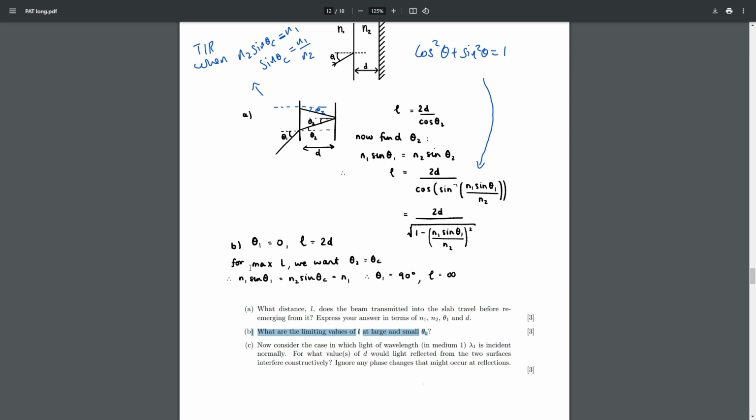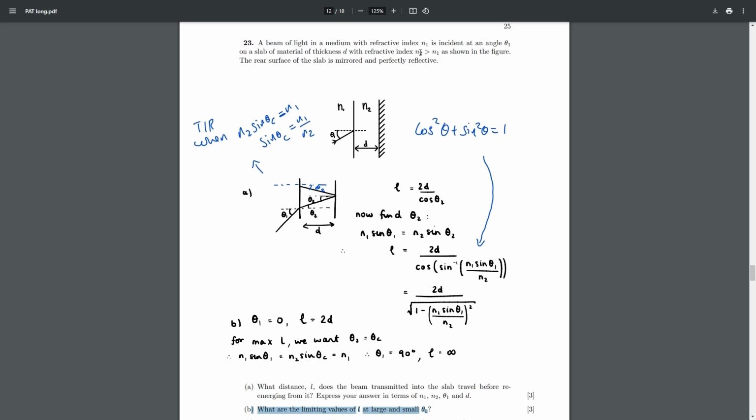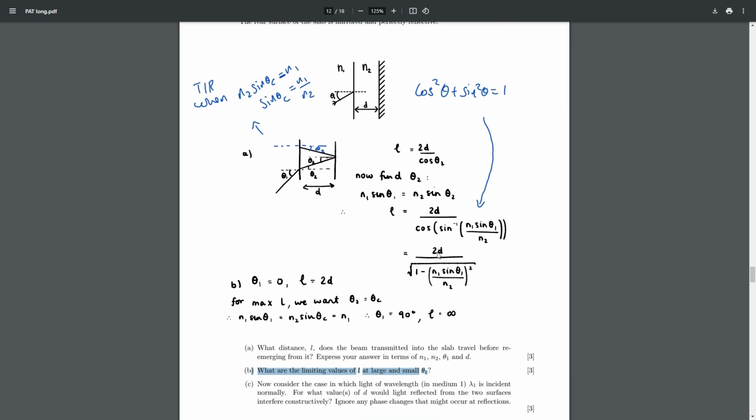And for a maximum L, we want θ2 to be the critical angle, because as n2 is greater than n1, when going from n2 to n1, total internal reflection is going to be able to occur. So this will occur when sin θ1 is 1, so θ1 is 90, and our critical angle is going to be given by n1 over n2. And that means our distance is going to be infinity when it's doing total internal reflection. It's going to stay inside and just keep on reflecting.